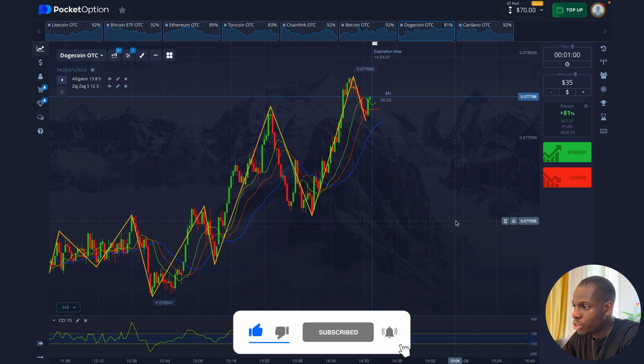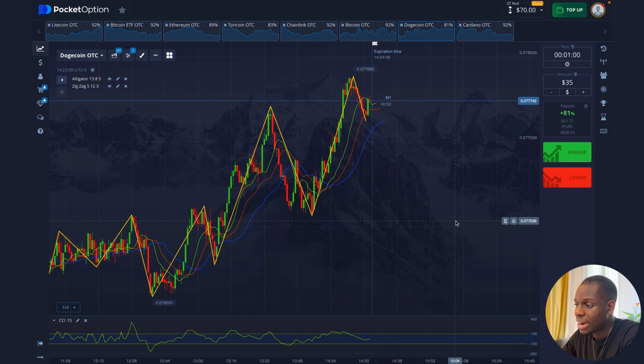Another thing, if you want to use the fractal, you don't need to use the zigzag actually, because they perform the same function. They're just telling you the highs and the lows, the turning points of the markets. So that's pretty much it for our intro. I'm starting with $35, which is half of my starting balance. Yeah, let's get into it.